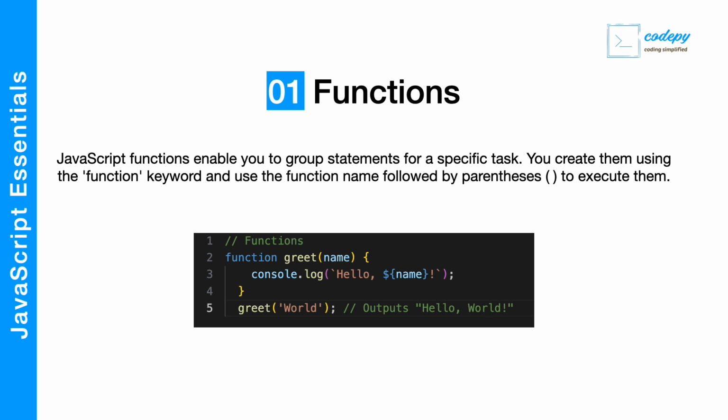Functions. JavaScript functions enable you to group statements for a specific task. You create them using the function keyword, and use the function name followed by parentheses to execute. The name of the function is greet, and it takes a name as a parameter. It prints to the console. Finally, we call the function using the name of the function and passing the value of the parameter.